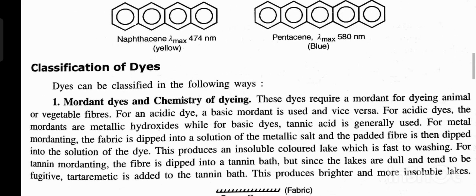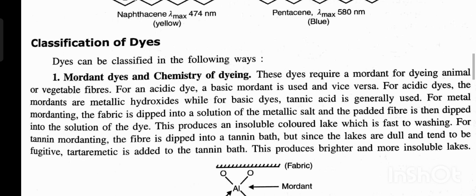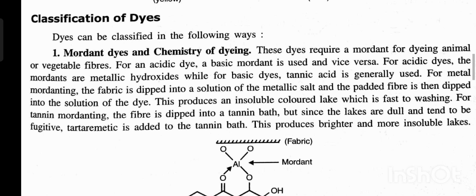Classification of dyes. Dyes can be classified in the following way. First, mordant dye and chemistry of dyeing. These dyes require a mordant for dyeing animal or vegetable fiber. For an acidic dye, a basic mordant is used and vice versa. For acidic dye, the mordants are metallic hydroxides, while for basic dye tannic acid is generally used. For metal mordanting, the fiber is dipped into a solution of metallic salt and the treated fiber is then dipped into the solution of dye. This procedure gives an insoluble colored lake which is fast to washing.